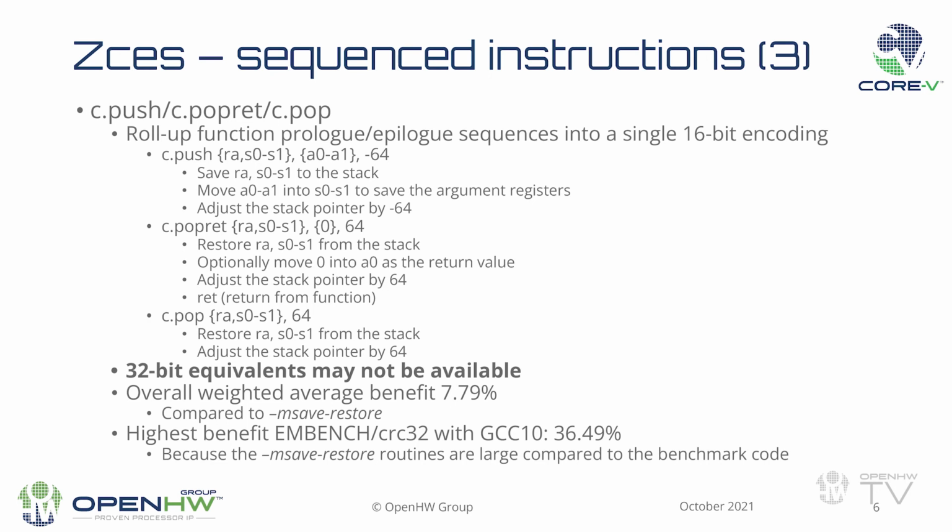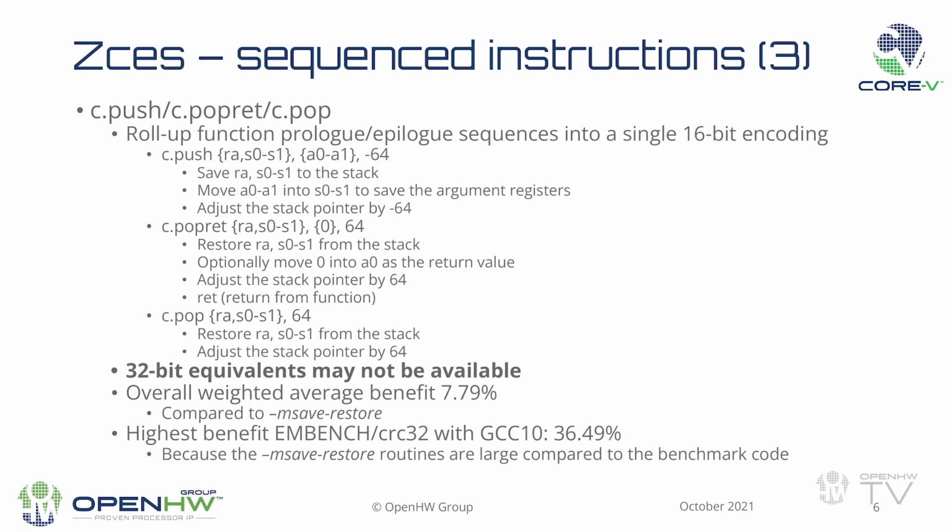And it's then going to move A0 and A1 into S0 and S1, because what typically happens is once you've saved your saved registers, you move the argument registers in, and then you set up the argument registers for the next call using a c.mva01s07 instruction, and then you adjust the stack pointer by 64. And for your function epilogue, you call a popret. So again, you specify the register list. In this case, I have an optional argument to move 0 into A0 as the return value. You adjust the stack pointer, and then you return from the function.